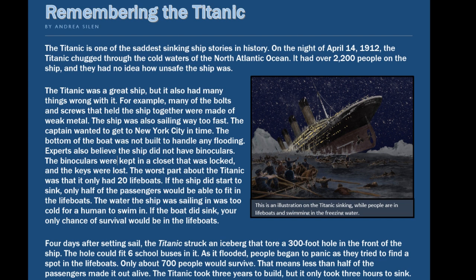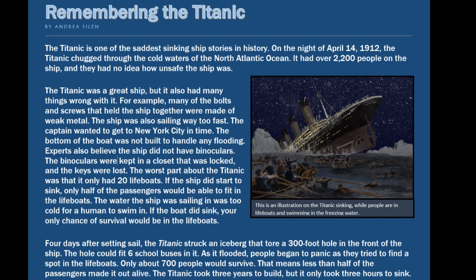The Titanic was a great ship, but it also had many things wrong with it. For example, many of the bolts and screws that held the ship together were made of weak metal. The ship was also sailing way too fast. The captain wanted to get to New York in time. The bottom of the boat was not built to handle any flooding. Experts also believe the ship did not have binoculars. The binoculars were kept in a closet that was locked, and the keys were lost.